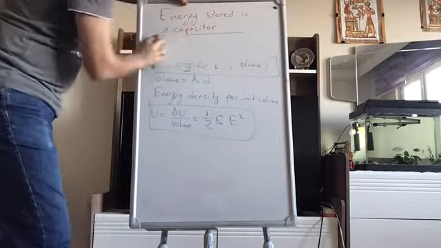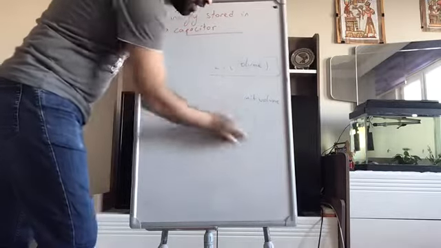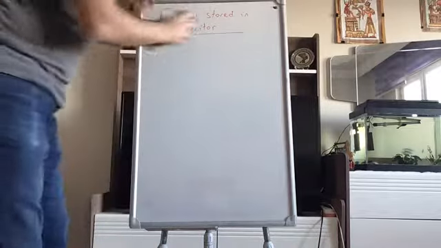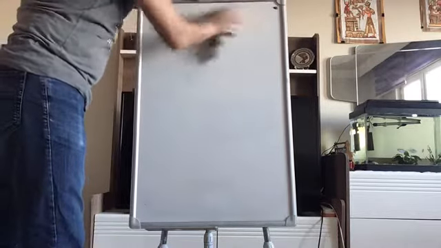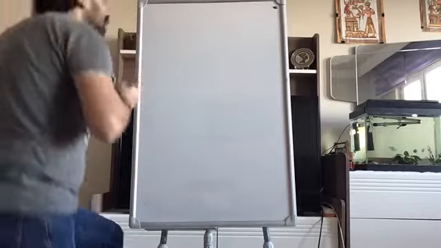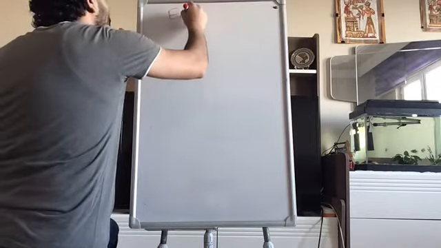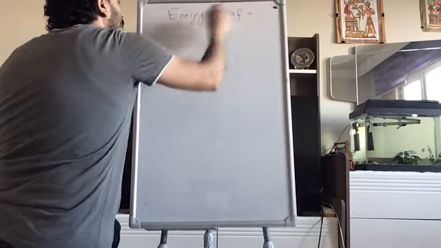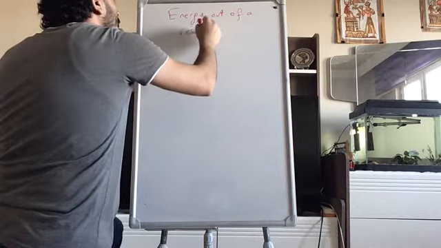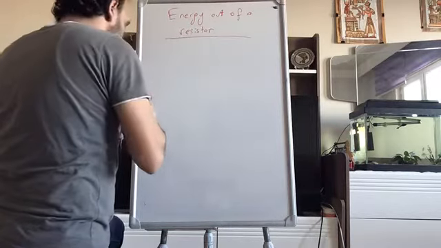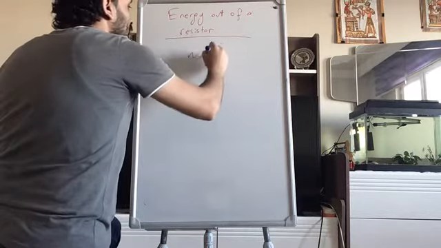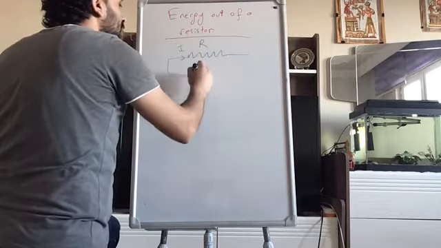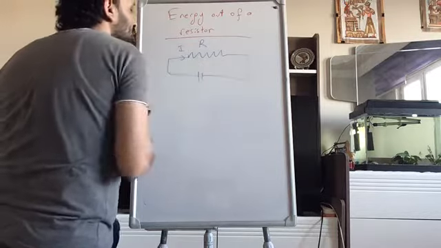So what about the energy we can have from a resistor? Okay, so now let me just change the title. Energy out of a resistor. Okay, now we have a resistor. Here, this is R, a current I is going, and this is connected to a power supply V.